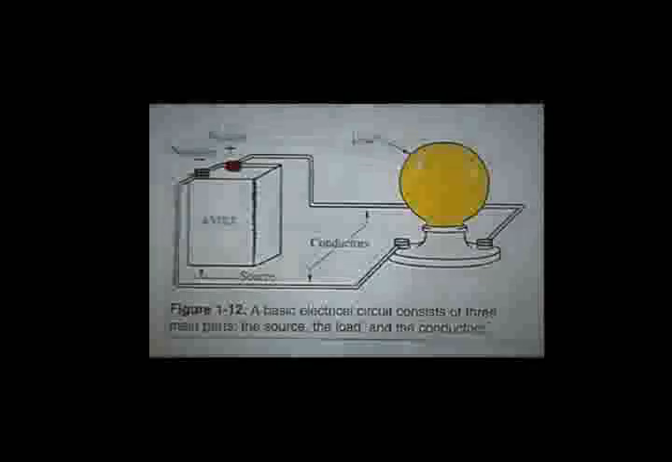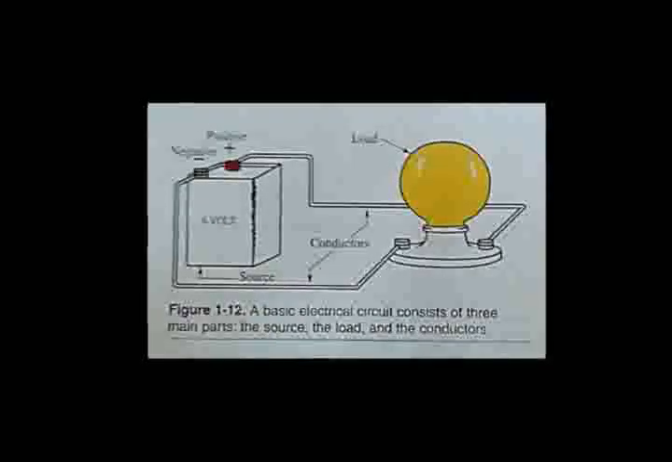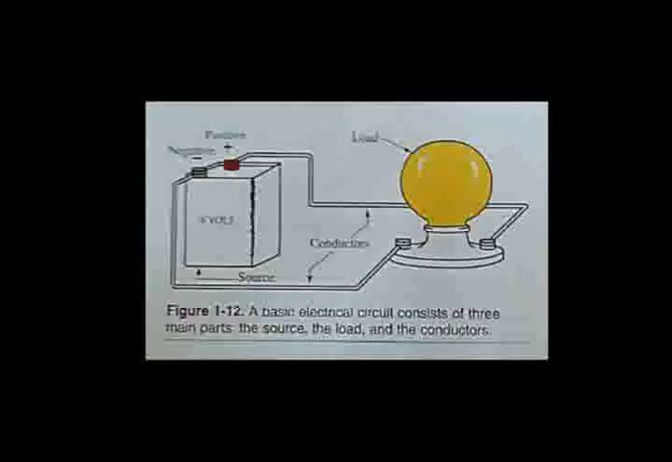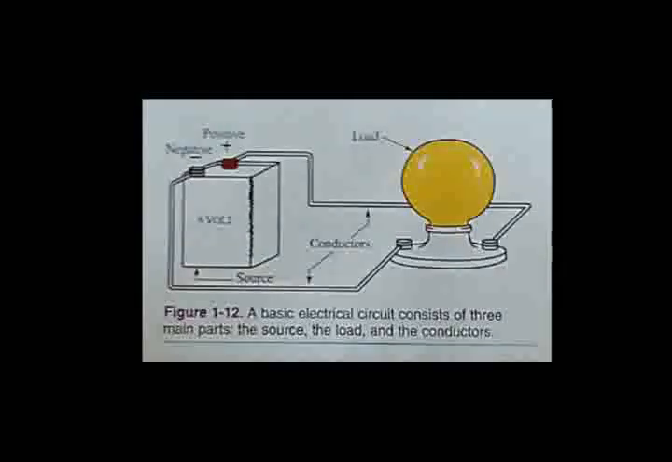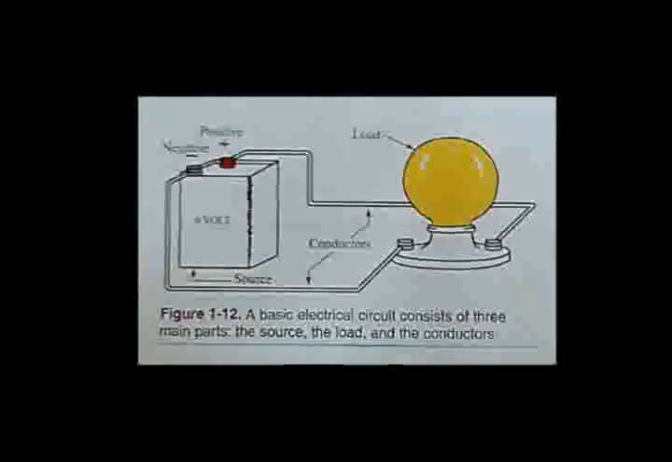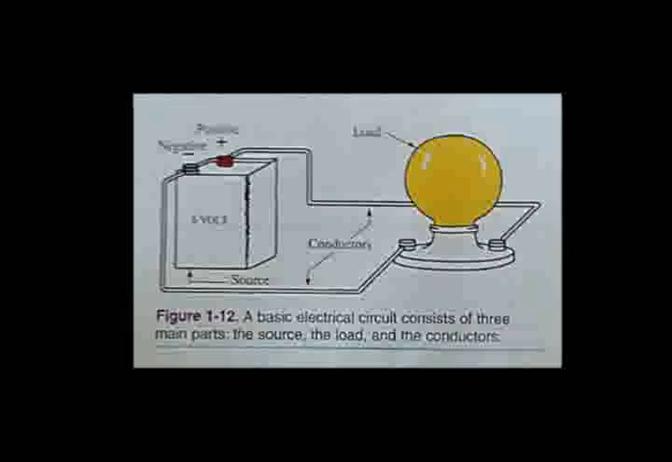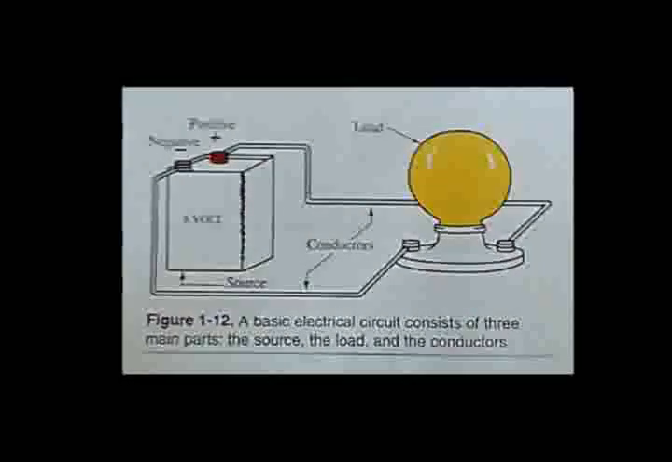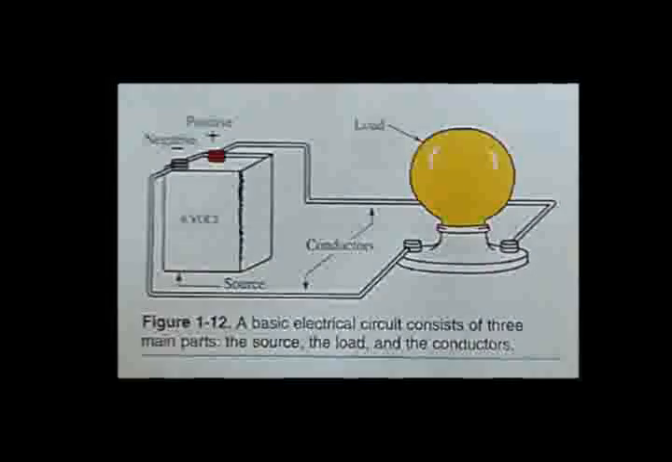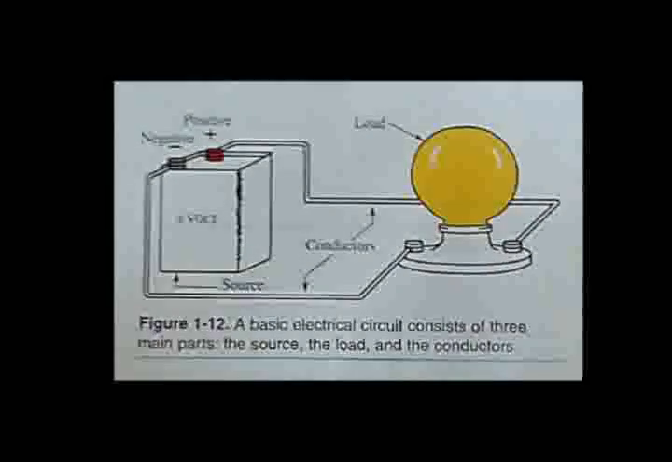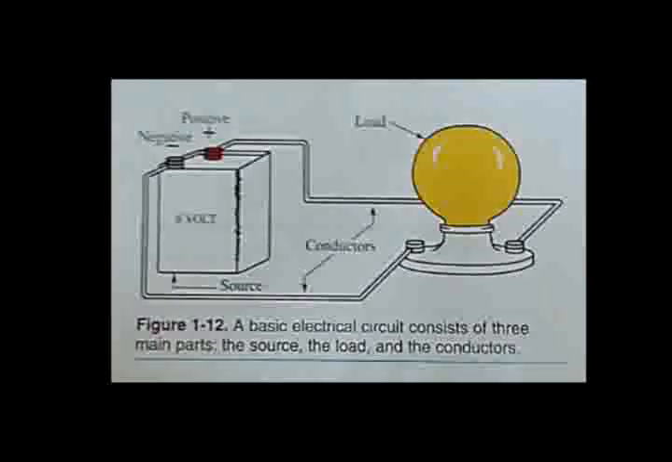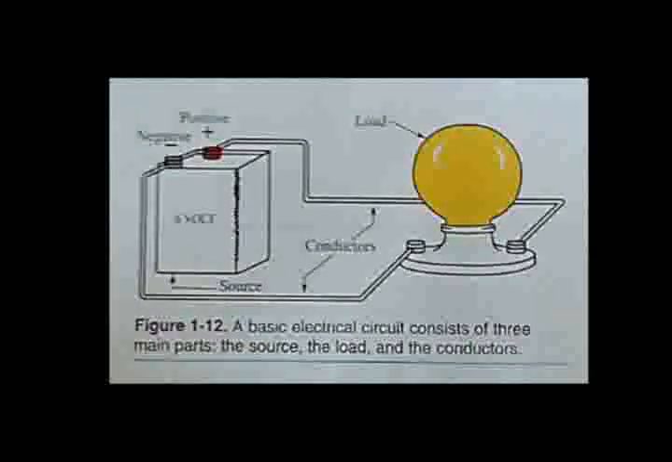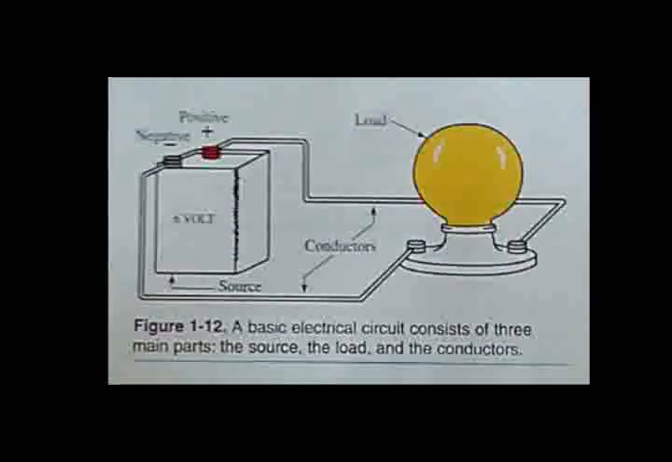Basic electrical circuit. A basic electrical circuit consists of three main parts: a voltage source, a load, and conductors. Again, a voltage source, a load, and conductors. In figure 1-12, a basic circuit is illustrated. This circuit consists of a battery as the source of electrical energy, a lamp as the electrical load, and two wires as the conductors connecting the battery to the lamp.